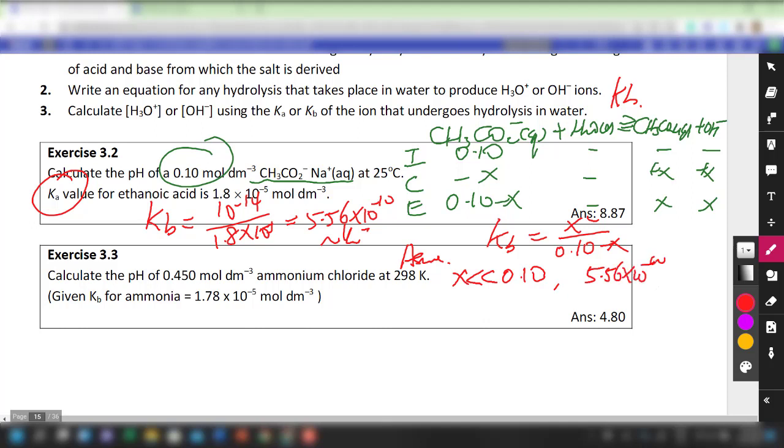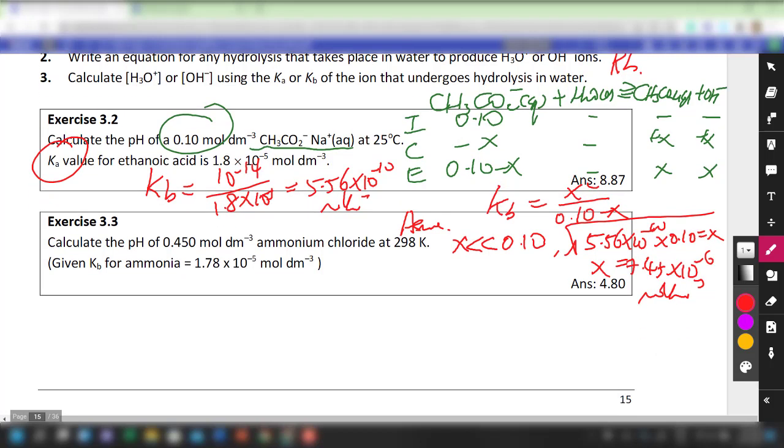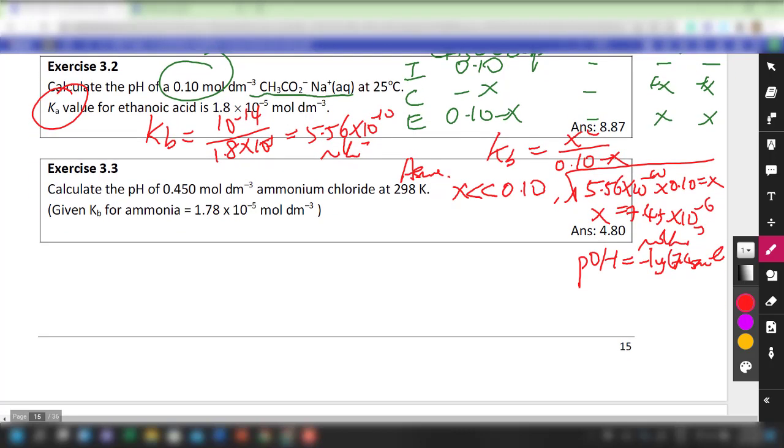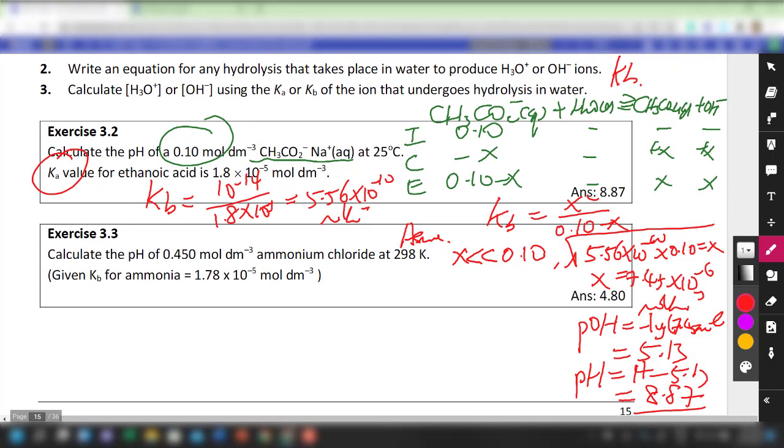So Kb, 5.56 × 10⁻¹⁰ multiplied by 0.10, equals x². So there will be a square root, and x will be equal to 7.45 × 10⁻⁶ mol dm⁻³. From here we can calculate pOH, which is minus log base 10 of 7.45 × 10⁻⁶, and I will be able to get 5.13. So pH will then be equal to 14 minus 5.13, which gives 8.87. So the overall pH is above 7.